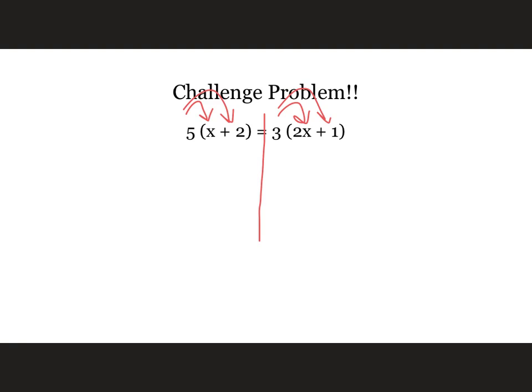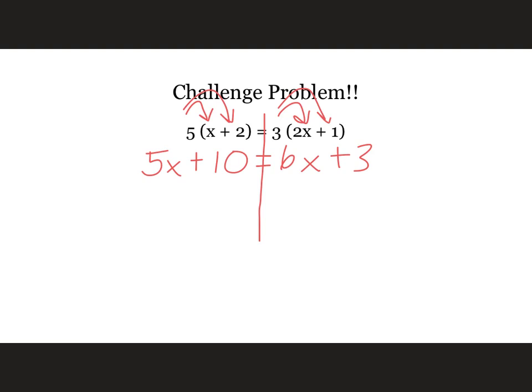As I distribute on both sides, I multiply, so 5 times x, or I could think of 1x, so that would remain 5x. 5 times a positive 2 is 10. 3 times 2x is 6x, and 3 times 1 is a positive 3. Again, now that I simplified, I have just a regular multi-step equation with x on both sides.